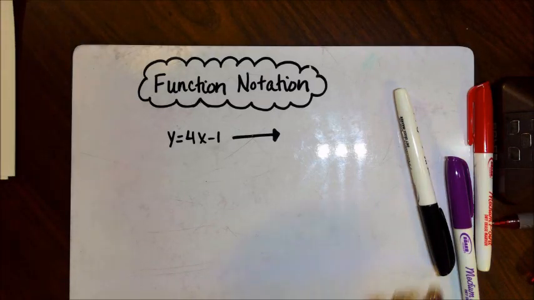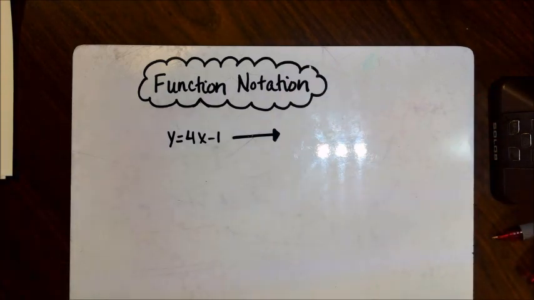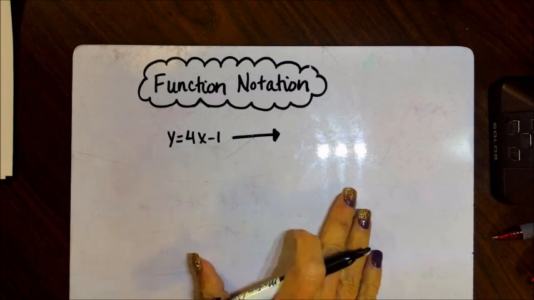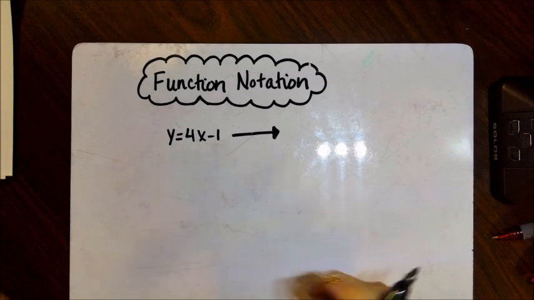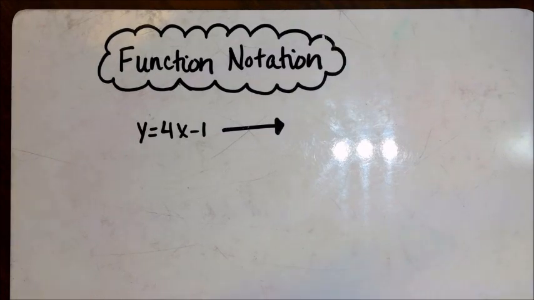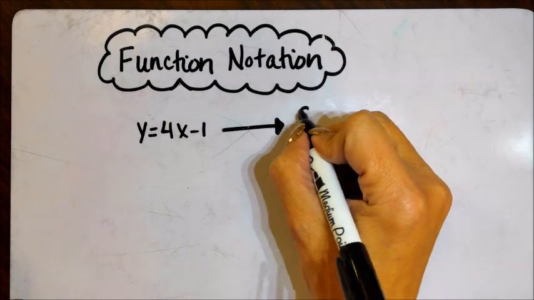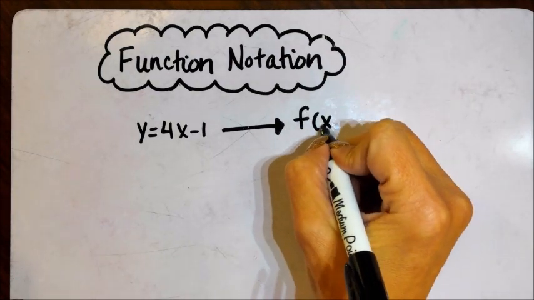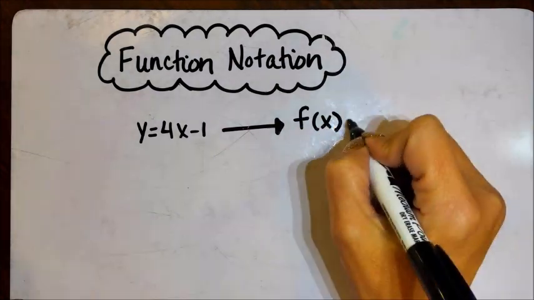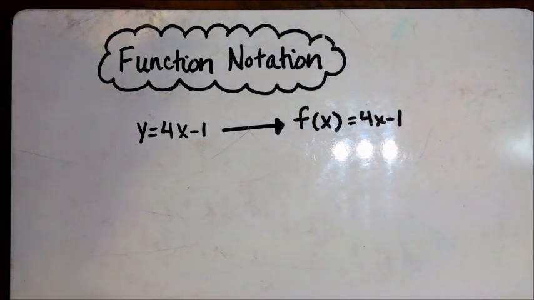Okay guys, so this is our paper on function notation. At the top of your paper it says equations that represent functions are often written in function notation. Then it gives us y equals 4x minus 1, and then it has a box. So we want to write this as a function. We're going to change the y to f of x equals 4x minus 1. Whenever we want to write it as a function, we write it like that.